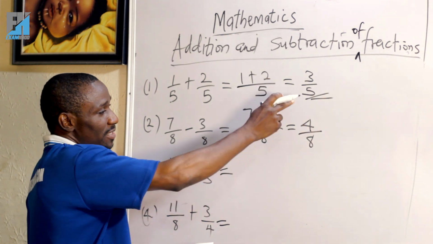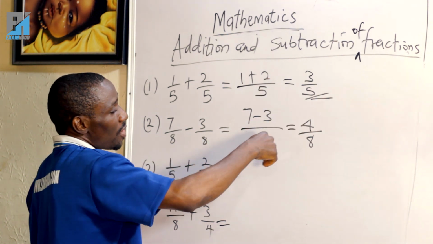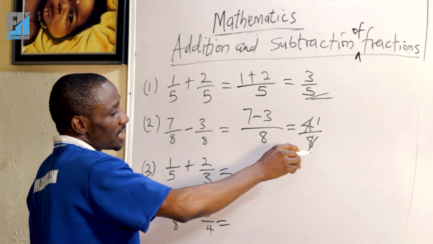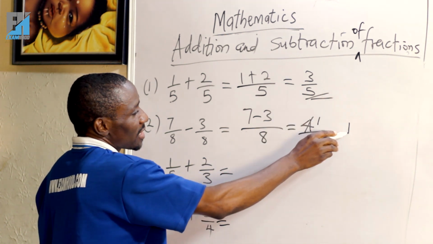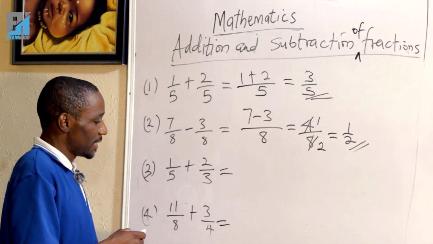This is not the simplest form of this fraction. You need to break it further to get the simplest form. What can go into each of them? 4 can go into 4 one time, and 4 can go into 8 two times. So your answer is a half. That's your final answer. Are you there now?